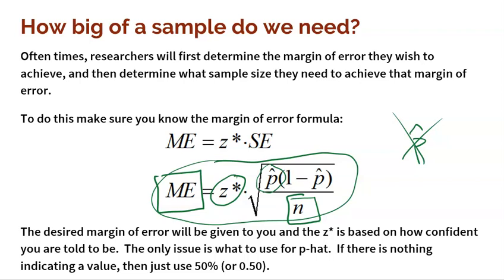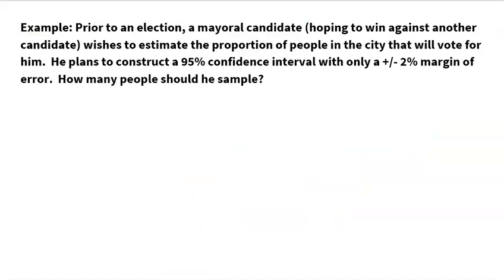This is a very common AP test question. All right. Prior to an election, a mayoral candidate hoping to win against another candidate wishes to estimate the proportion of people in the city that will vote for him. He plans to construct a 95% confidence interval with only a plus or minus 2% margin of error. How many people should he sample?